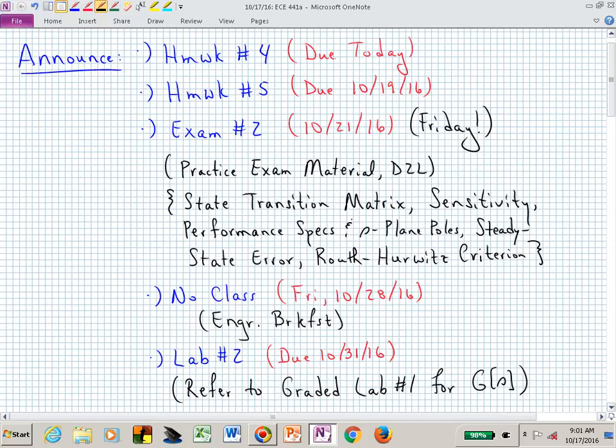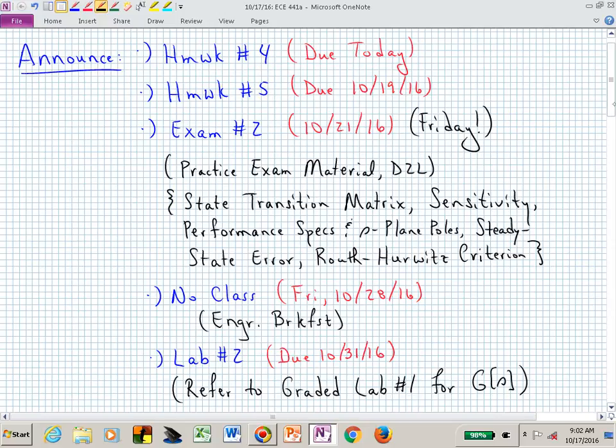You should have most of the material to work those, if not all, but we will cover more Routh array material today just to give you experience with that. Exam number 2, topic-wise, you need to know about the state transition matrix, sensitivity, performance specifications, and how those relate to S-plane pole locations. You need to be able to calculate steady-state error and define it maybe as R minus Y and maybe not as a particular physical location in your block diagram. And obviously, you will need to be able to do the Routh-Hurwitz criterion for stability.